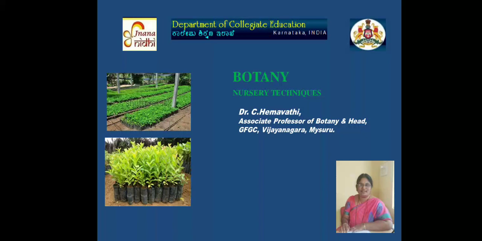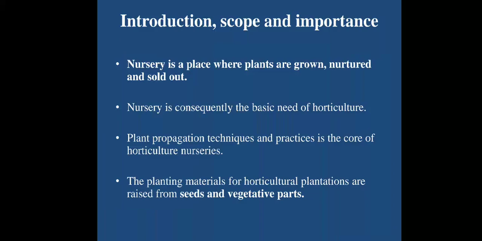In this video, scope, importance, role of nursery, type, physical resources of nursery, nursery management and packing, legal authorities and, very importantly, schemes for the horticulture nurseries are discussed. Nursery is a place where plants are grown, nurtured and sold out. Nursery is consequently the basic need of horticulture.